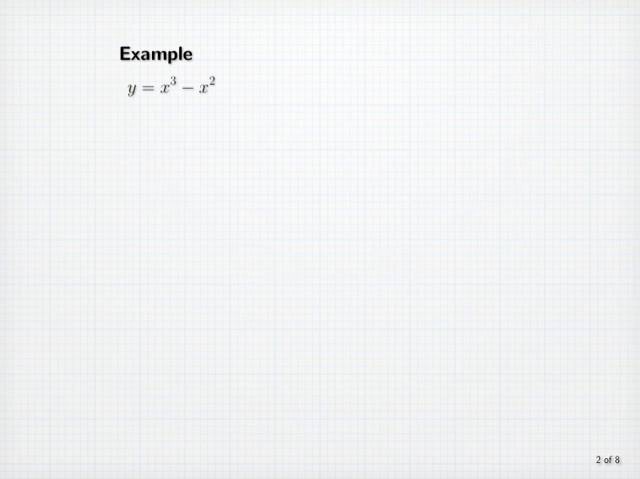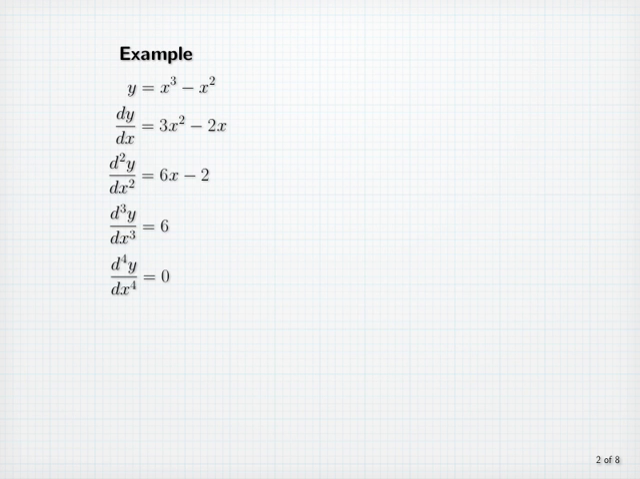Example: suppose y equals x cubed minus x squared. Then, using the power rule, the first derivative is 3x squared minus 2x, and the second derivative is the derivative of the first derivative, or 6x minus 2. So the third derivative is the constant function 6, and the fourth derivative is the constant function 0. In fact, all higher order derivatives are also 0.